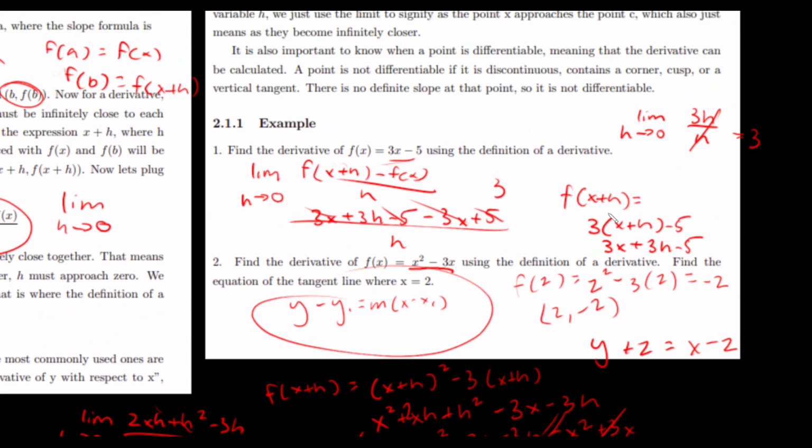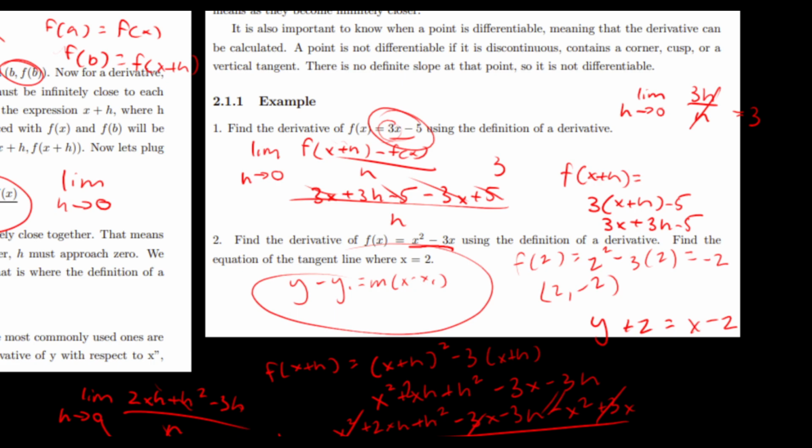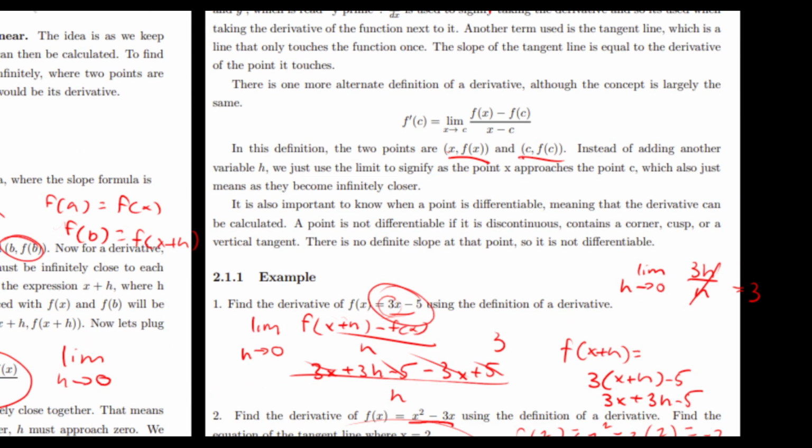Now, see how in this one we got 3, because there's no x's there? Well, why is that? It's because if we graph 3x minus 5 out, notice that the slope is always going to be 3. That means the derivative, no matter where we are, is always going to be 3. And that's why it's constant. So that's just kind of an introduction on derivatives. And yeah, I'll see you next time.